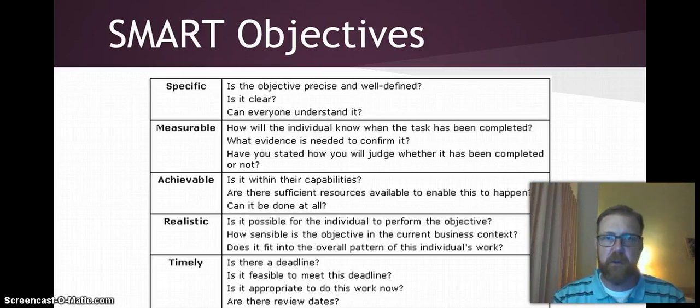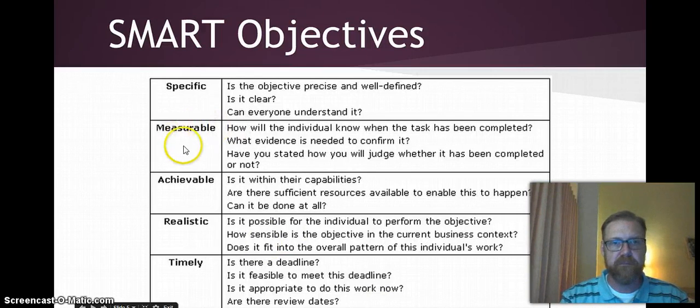Remember, specific, you want to make sure that it's very clear what you are targeting. Your objective needs to be precise and well-defined. Everybody should be able to understand it. Someone with no expertise, no experience, no scaffold to connect your idea to anything should be able to read your objectives and understand them.